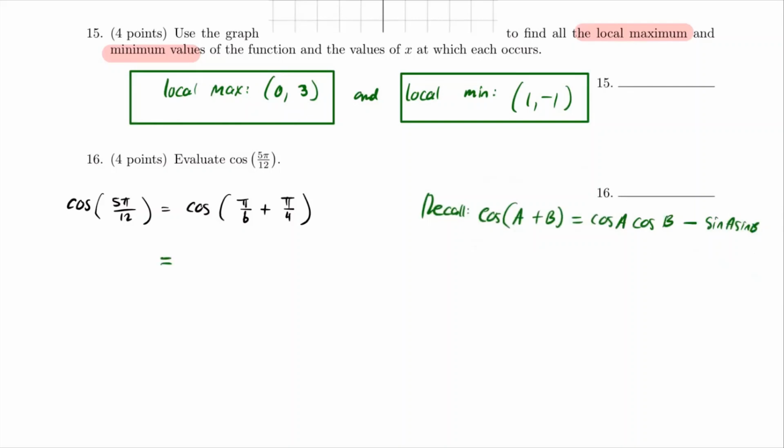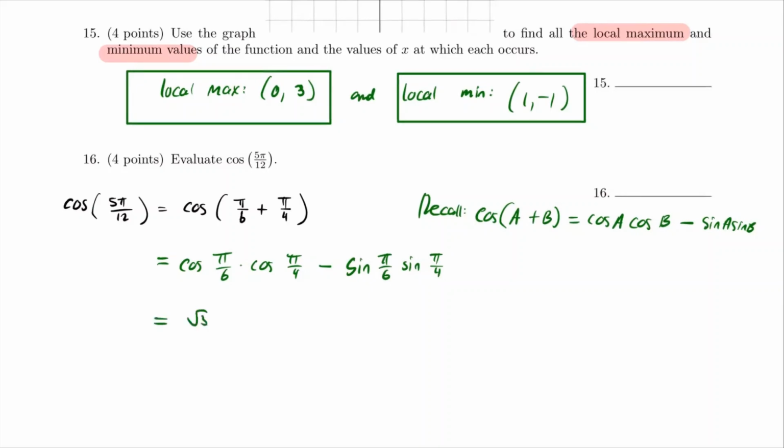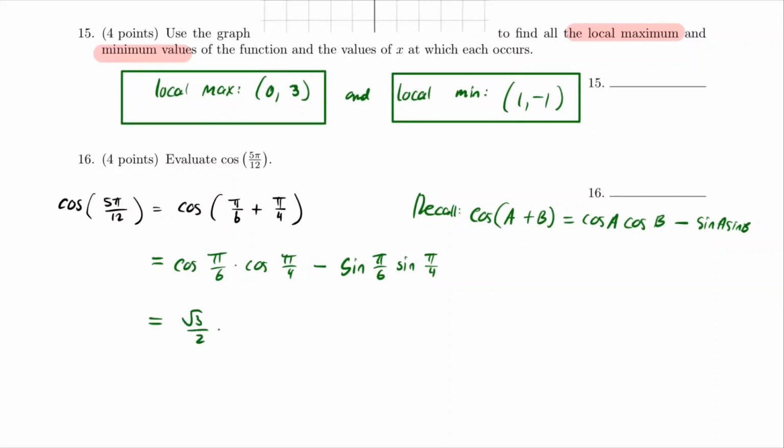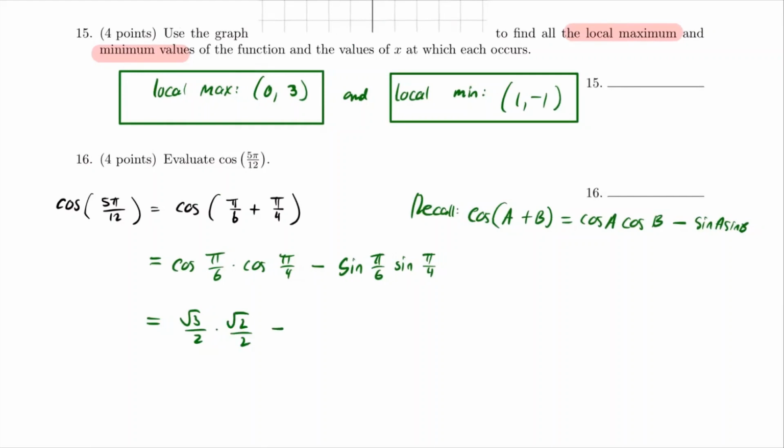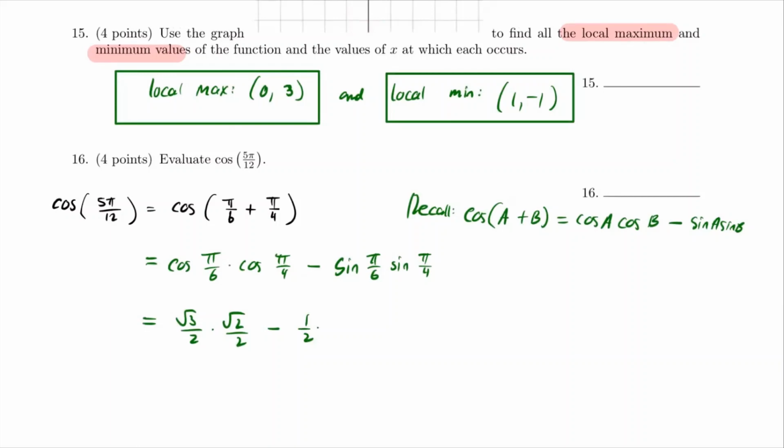So that is the formula I'm going to be using to evaluate this trig expression. So our A is pi over 6 and B is pi over 4. So this is cosine of pi over 6 times cosine of pi over 4 minus sine of pi over 6 times sine of pi over 4. And then we know all of these exact values, so just to write them out. Cosine of pi over 6, square root of 3 over 2. Cosine of pi over 4, square root of 2 over 2, minus sine of pi over 6, that's 1/2. Sine of pi over 4, that's square root of 2 over 2. And then this will simplify to square root of 6 minus square root of 2 over 4.